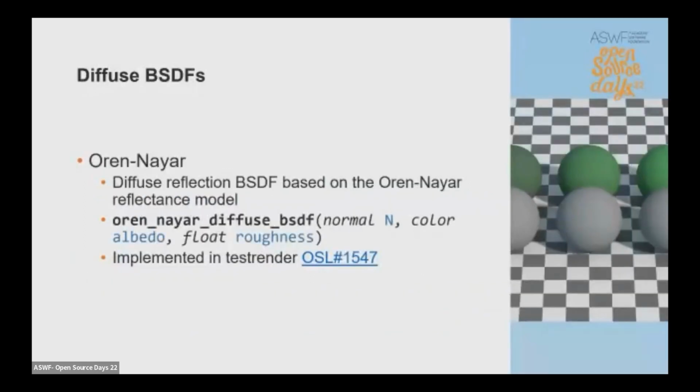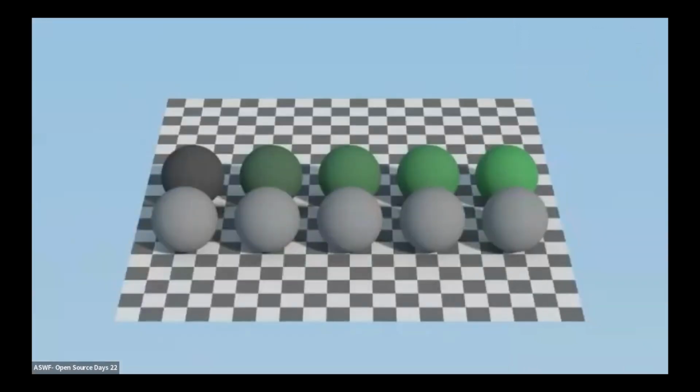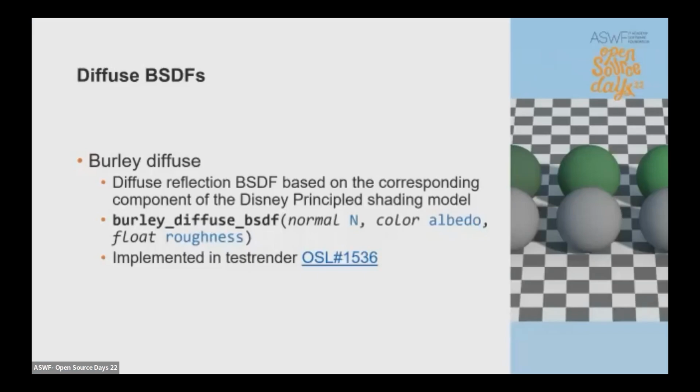Now we're going to look at all the closures that are supported, and for every closure there's a render using testrender that's going to end up in the OSL test suite, showing a wedge of a section of parameters for each closure. So we have the usual Oren-Nayar diffuse, and a second diffuse BSDF, which is the Burley diffuse BSDF. It has a diffuse Fresnel retroreflection.